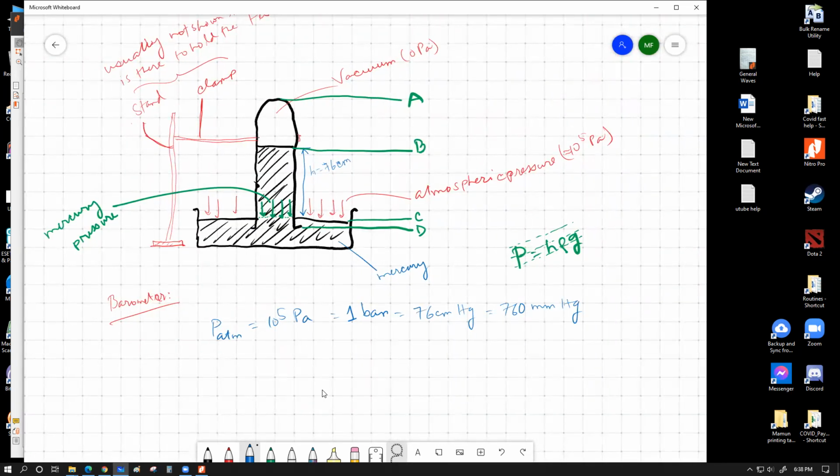So the levels shown as A and D never depend upon change of atmospheric pressure.